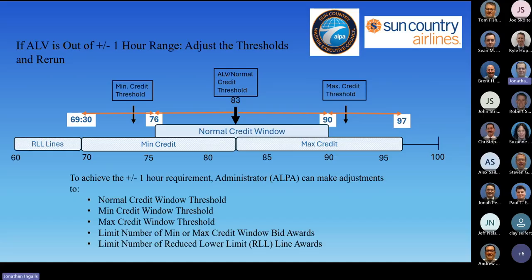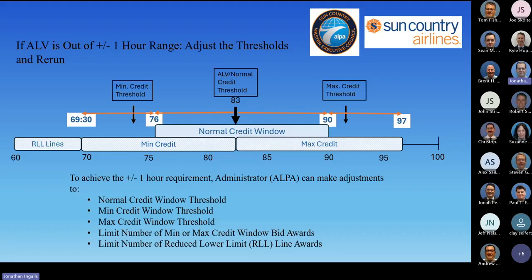we could limit the amount of people within the credit windows, the min and max. You could adjust what the thresholds are in the normal credit window, the min credit window, and the max credit window, and those will be adjusted all the time, which unfortunately means that we as pilots don't know what those thresholds will be because they're moving targets. Depending on what's best for quality of life for the whole pilot group, ALPA's moving the thresholds every run they do and could end up running the system hundreds of times with different thresholds and different numbers of bidders in the min-max credit window, just trying to give everyone the best schedule that they could.